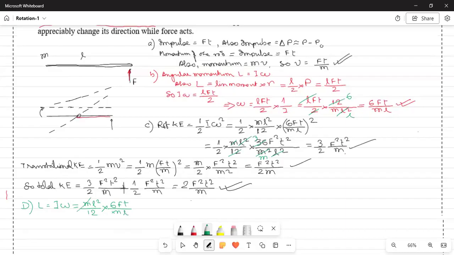So this m and m gets cancelled. This L and L square gets cancelled. We are left with only one L. And 6 gets cancelled to 12 by 2. So this is equal to F t L by 2. So these are the 4 answers.